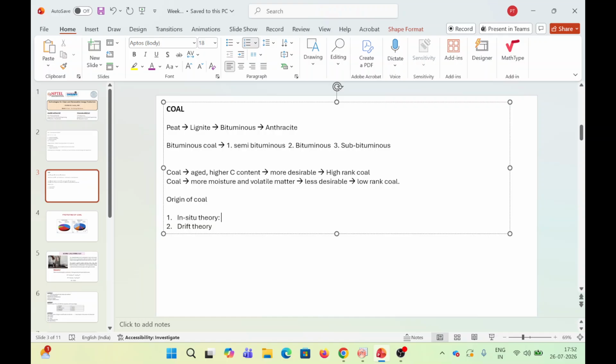So in case of in situ theory, what it states is that the coal deposits are actually formed by the accumulation of the vegetable matter that are grown in swamps.